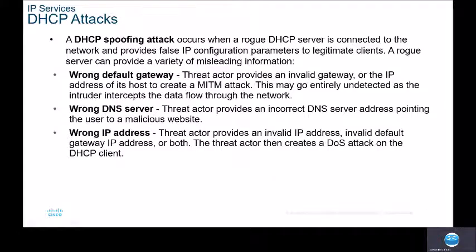Now, what attacks are there for DHCP? So there are spoofing attacks. This occurs when a rogue DHCP server is connected to the network and provides false IP configuration parameters to legitimate clients. A rogue server can provide a variety of misleading information. So with the wrong default gateway, it provides an invalid gateway or the IP address of its host to create a man-in-the-middle attack. This may go entirely undetected as the intruder intercepts the data flow through the network. The wrong DNS server, and so it can be pointing to a malicious website.